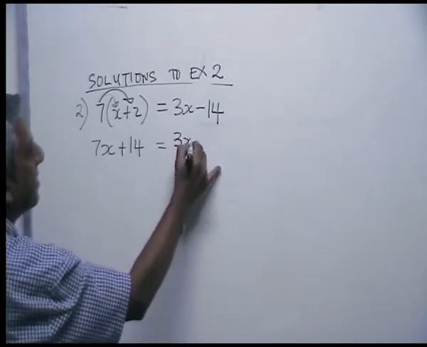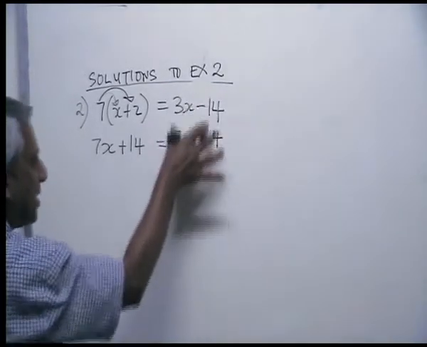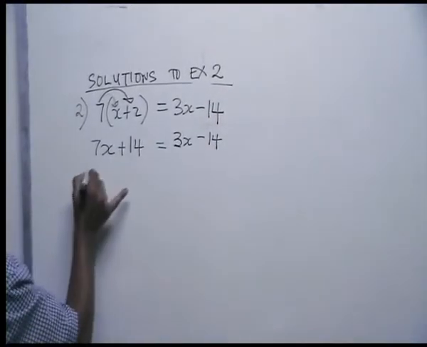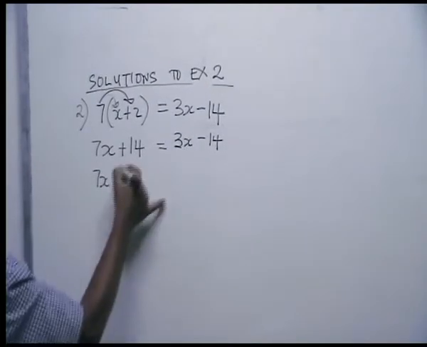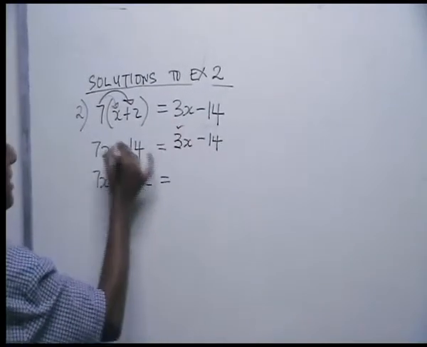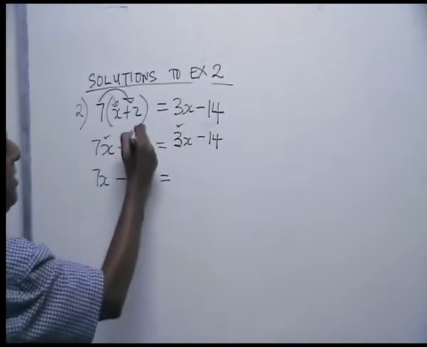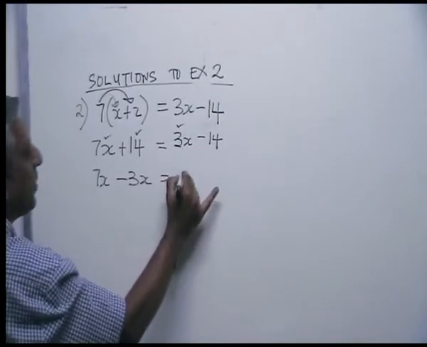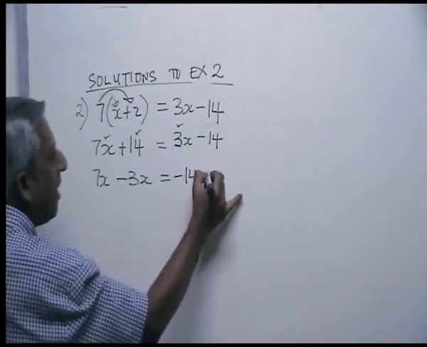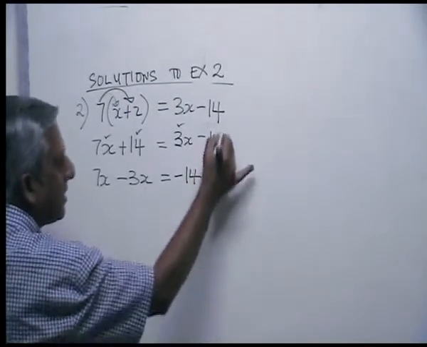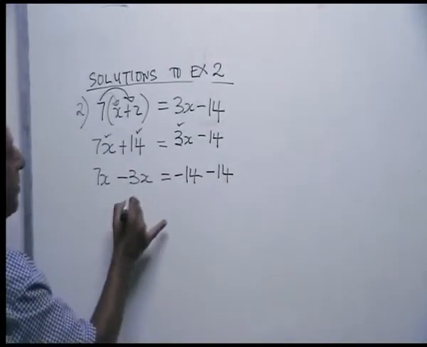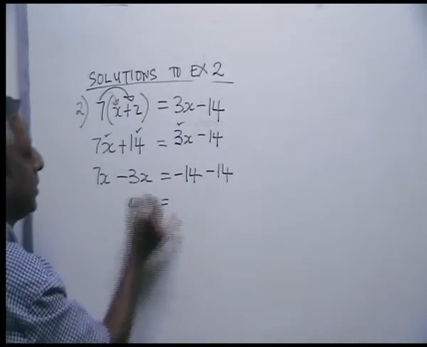And then the 3x and the minus 14, I'm just bringing them down, so nothing changes. Now I'm going to transpose. There's my 7x, and when I bring the 3x on this side, it will become minus 3x. So I finished with that. Now this plus 14, when I transpose it, it's minus 14, right? And then this minus 14, I'm just bringing it down, so no sign change, it just stays the same. Now we subtract here and we get 4x is equal to.